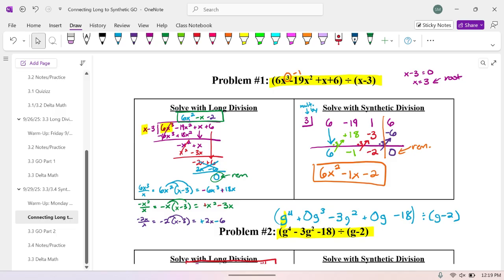Now, any questions on the step process? Yes. Student: For the remainder, do we do the remainder over the divisor? The remainder will be written the same way. So if this was a remainder of like 2 or something, you'd still write it as plus 2 over x minus 3. You still write the remainder the same way.